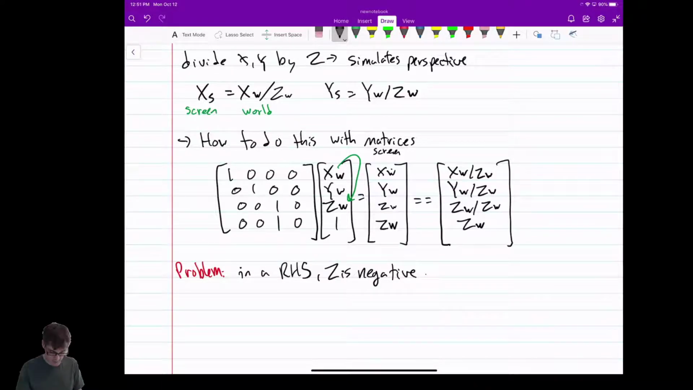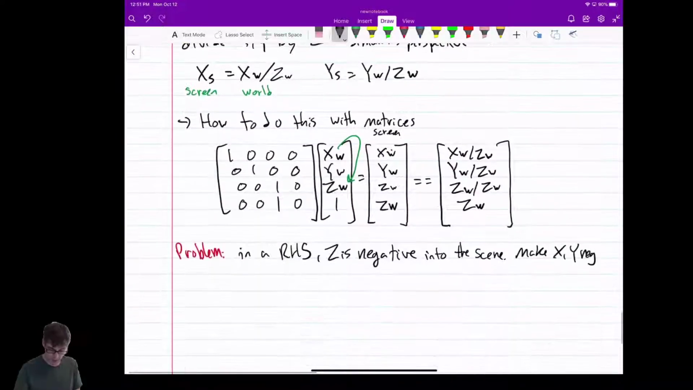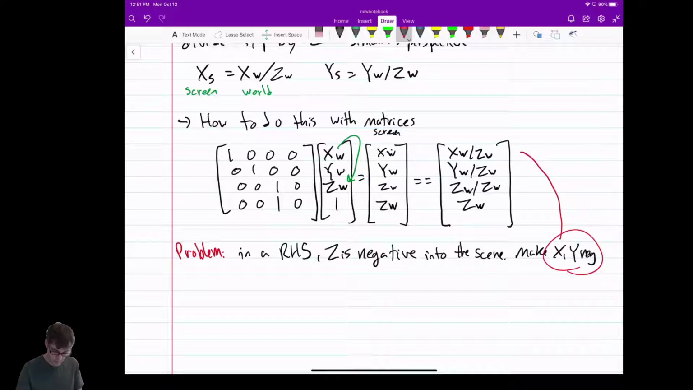So z is negative into the scene, right? And this will make x and y negative. Am I zoomed out? No, I'm good. This makes my x and the y negative, right? So instead of just shrinking it in, I shrink it and they get flipped. X goes the other side. That's not what we want, right? It's like a mirror image.